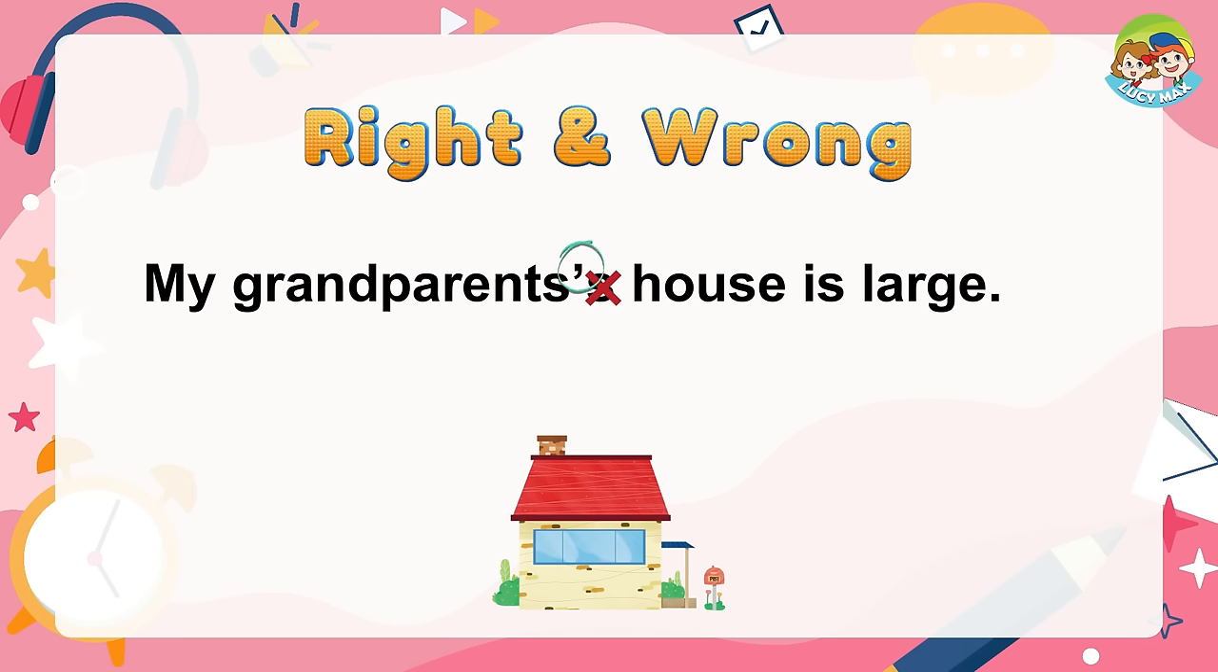Now turn to the Find the Mistake and Correct It section. This is a my radio. We do not use articles like a or an with possessive adjectives. The sentence should be, this is my radio. That is his candy. Once again, we do not use a or an. It should be, that is his candy.